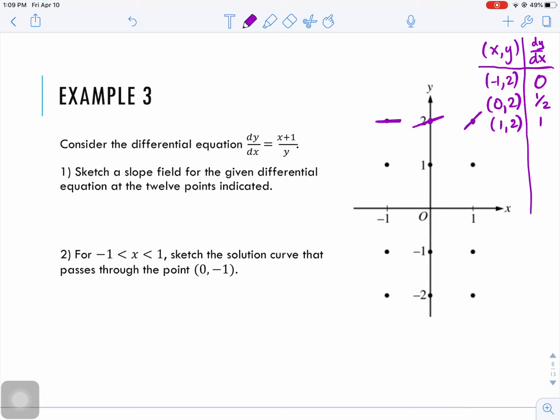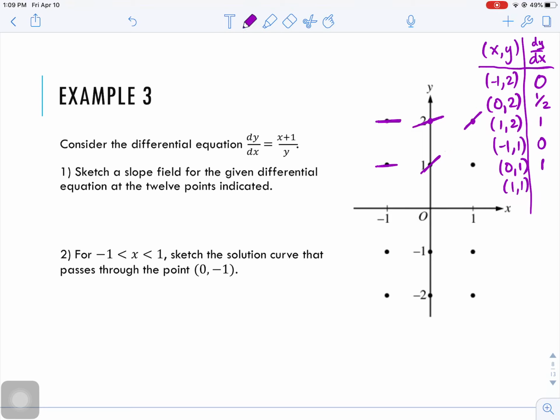Next row, moving down, I'm looking at the point (-1, 1). If I plug that in, I get a slope of 0 once again. So I'm just going to go ahead and draw that in. Moving over, the next point is (0, 1). That gives us a slope of 1. So it should be like that. It should kind of be in line with that other line that had a slope of 1 there, just coincidentally.